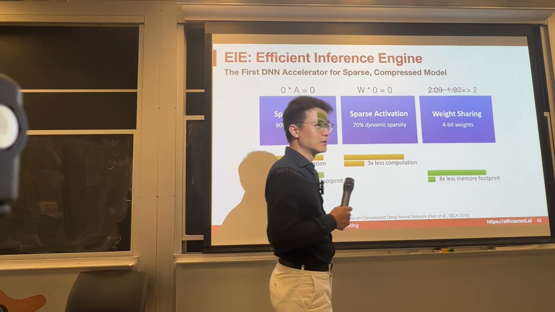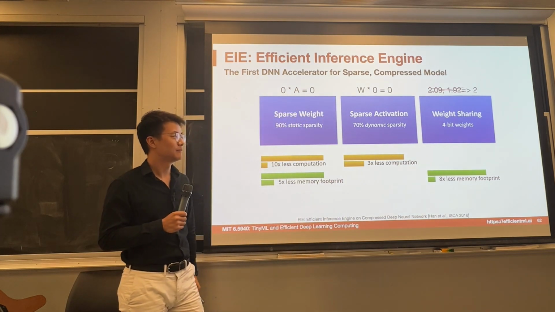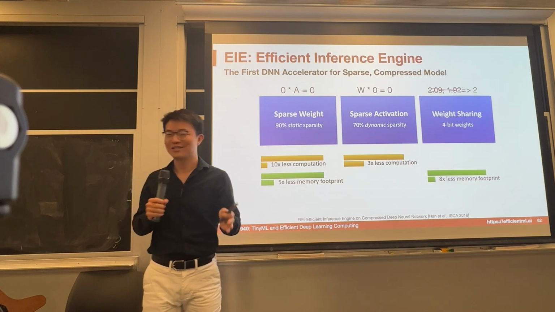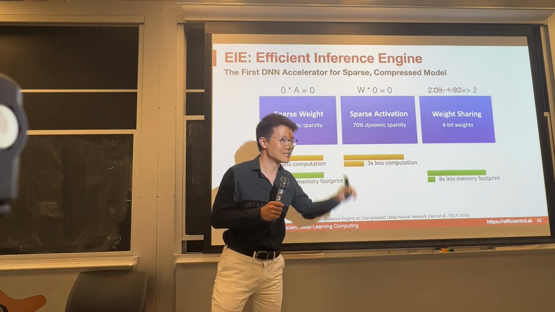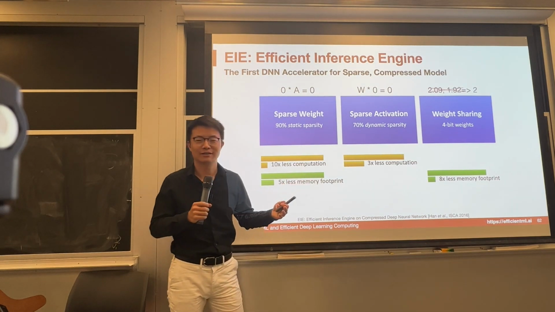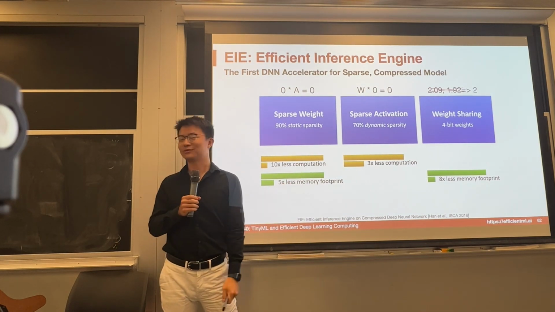Are these in isolation, like the 10x and 3x? Do they come out to 30x when you combine them? Good. Yeah, that's a question for you guys. Can we combine these savings, or are they mutually exclusive or non-exclusive?